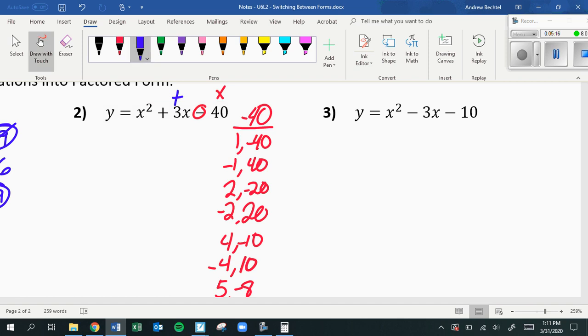When I look at a pair of numbers here, like 1 and 40 and -1 and positive 40, they're both going to get the same number. This is going to be a -39, whereas this is a positive 39. So I'm not going to check every single one of these. Let's say I do -2 and positive 20, that's 18. We're looking for a 3. Let's do -4 and positive 10. Well, that's going to be a 6.